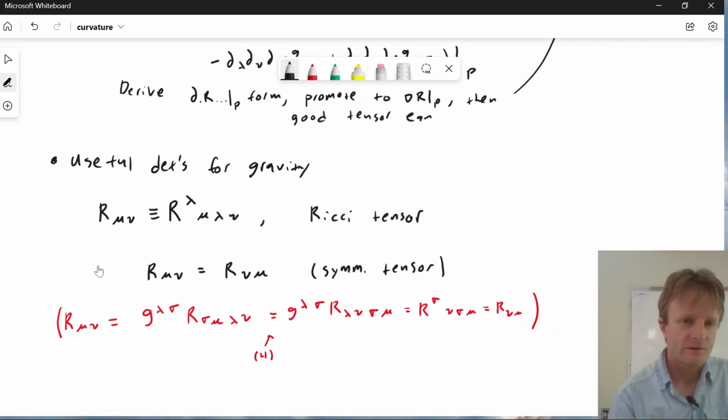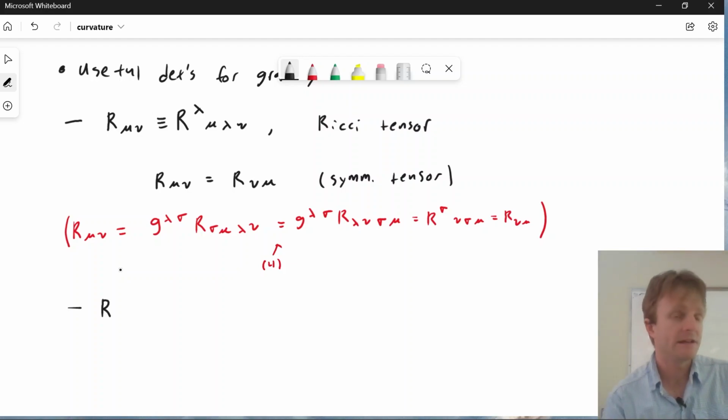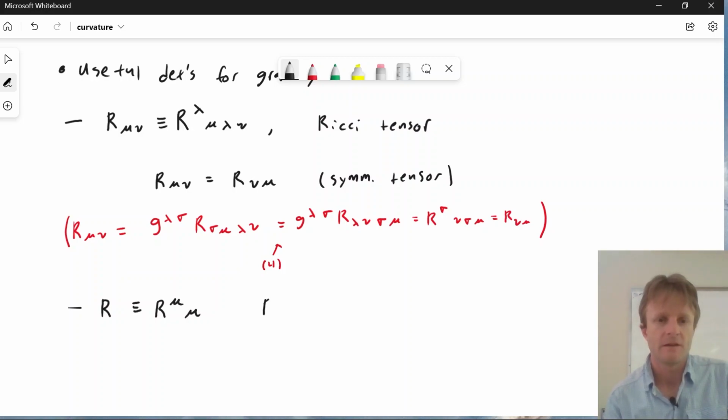Another thing we can do is contract one more time. So there's a definition. Here's another one. We define R without any indices, and this is a common notation for the contracted version of the tensor, as you just raise one index of the Ricci tensor and sum. And this has a good name. It's the Ricci scalar.